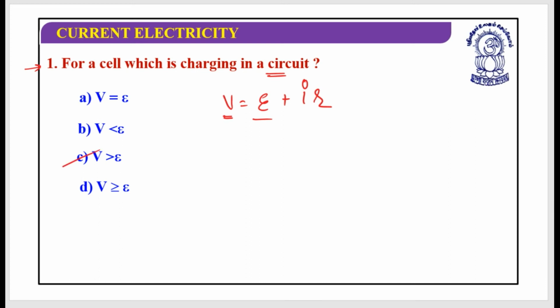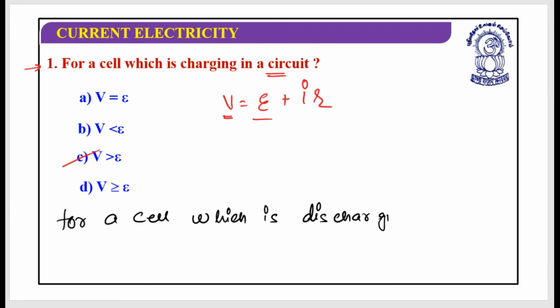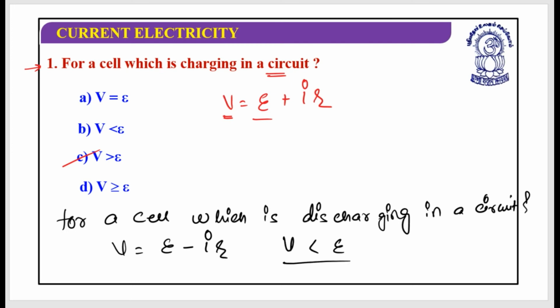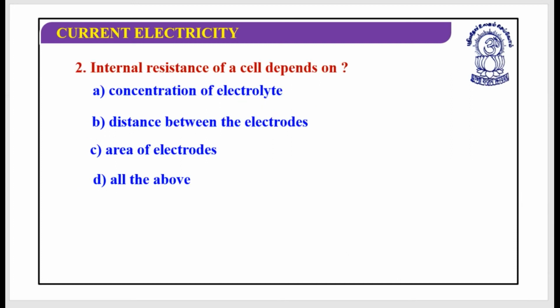Now suppose they say for a cell which is discharging in a circuit, what should I do? It's V is equal to E minus IR. That means V must be less than E. Yes. Let's look at the second question. The internal resistance of a cell depends on the concentration of electrolyte, the distance between the electrodes, and the area of the electrodes. This depends on all of these.